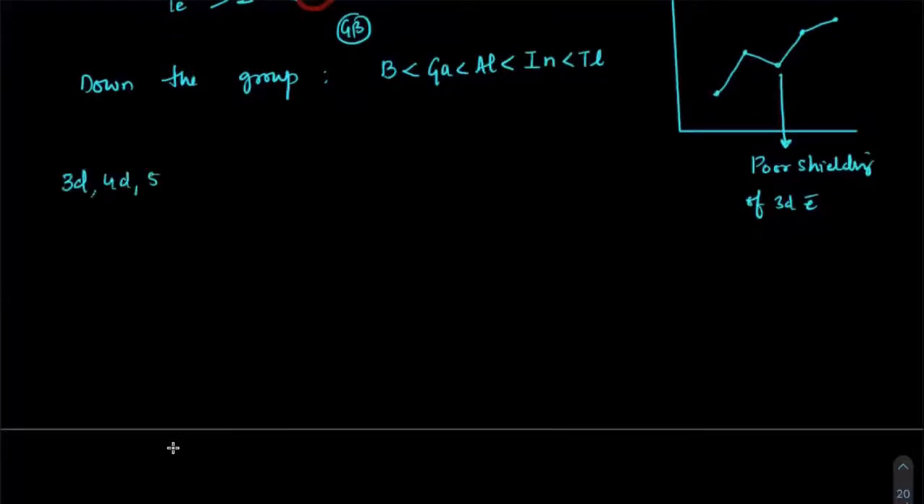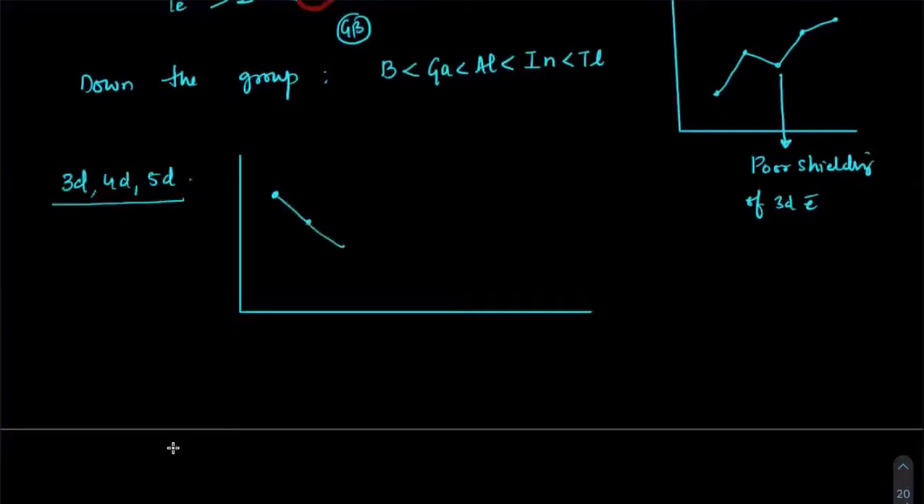Next, the 3d, 4d and 5d series. I will write one of the series and the rest will follow. If you take the 3d series, from scandium to titanium the size will decrease. From scandium to vanadium, size will decrease. To chromium, size will decrease. Manganese is almost the same. Iron will almost be the same. Next, cobalt slightly decreases, nickel slightly decreases. Copper will slightly increase and zinc will increase drastically. So this is from scandium to zinc.